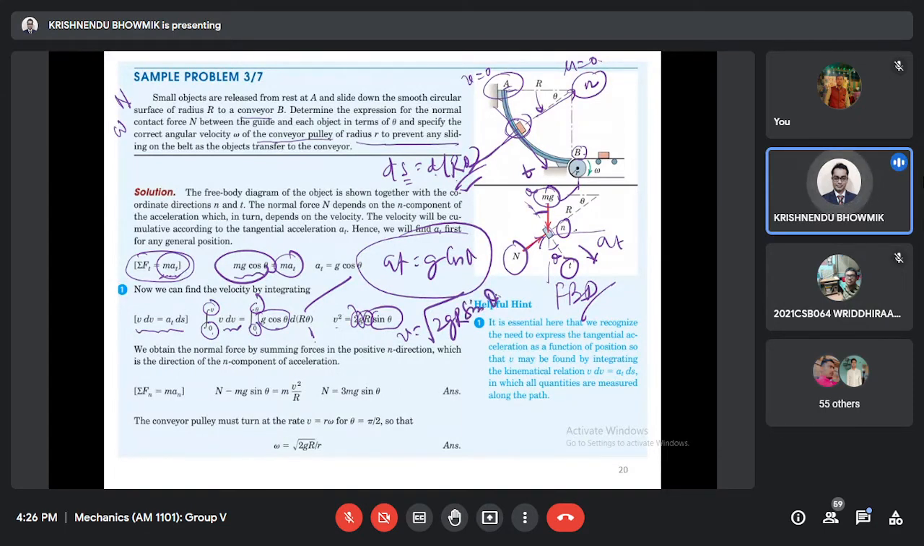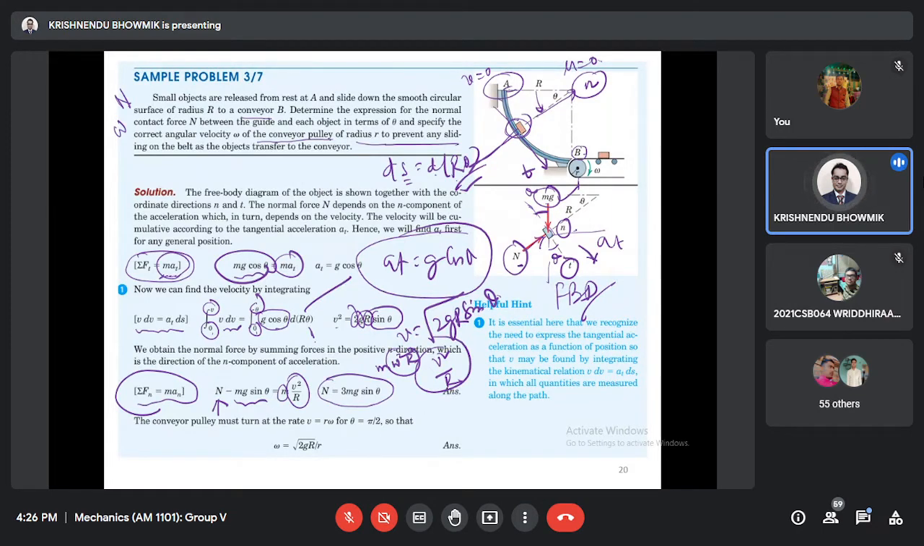Now regarding the normal force N, it is along the normal direction, so summation Fn equal to m an. So N minus mg sine theta equal to m omega square r or v square by r. Somebody write omega square r or v square by r. That relationship we can utilize, and we can get N equal to 3 mg sine theta.